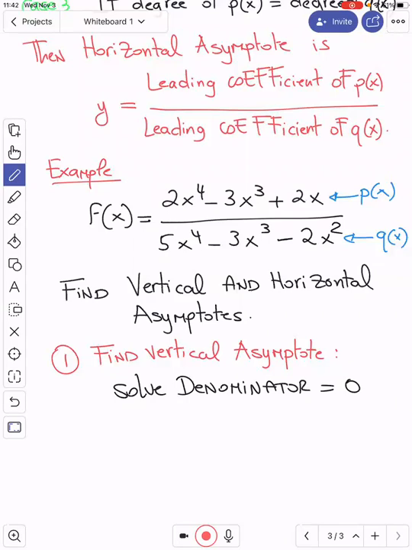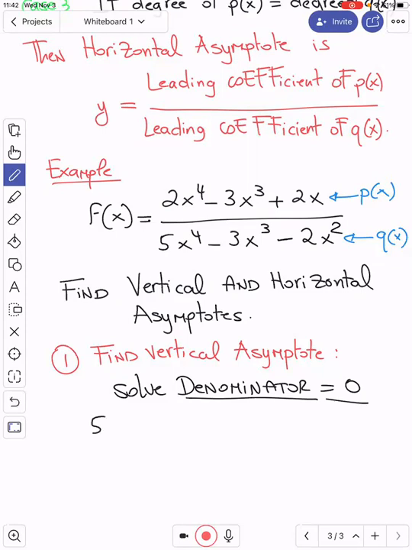Just be careful, because next time, when we graph these rational functions, we're going to need to find the x-intercept. To find the x-intercept of a rational function, we'll have to solve the numerator equal to 0. That's different from the vertical asymptote, where you have to solve the denominator equal to 0. We'll discuss the x-intercept next time, but for the vertical asymptote, it's the denominator equal to 0.